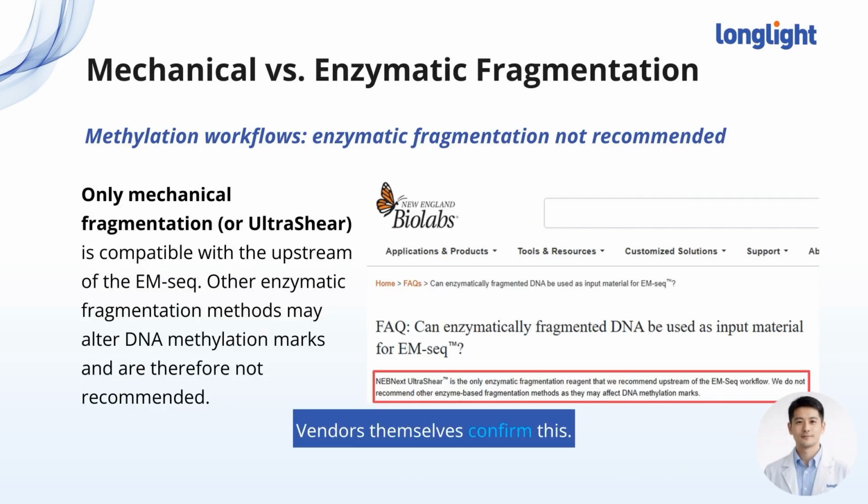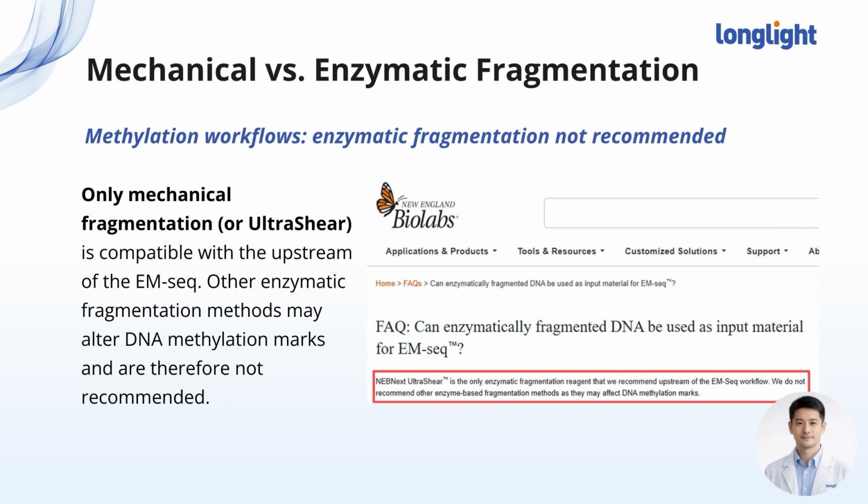Vendors themselves confirm this. For example, in the EM-seq workflow, New England Biolabs clearly states that upstream fragmentation should be done either by mechanical shearing or by their own UltraShear reagent. Other enzymatic fragmentation kits are not recommended because they risk altering methylation marks. In practice, this means that methylation labs have only two realistic options: a focused ultrasonicator, such as BOFU, or the dedicated NEB reagent. So for MGI and your distributors, BOFU is not just another choice. It is one of the few validated methods that align with current methyl-seq best practice.